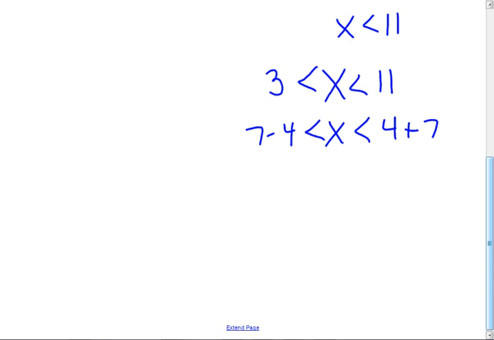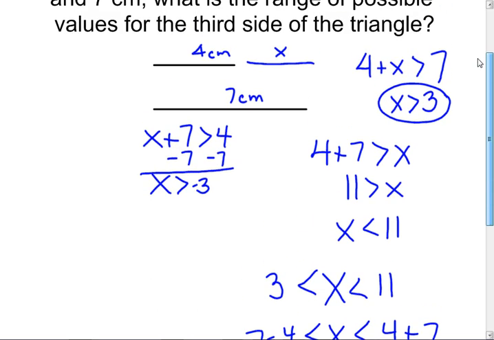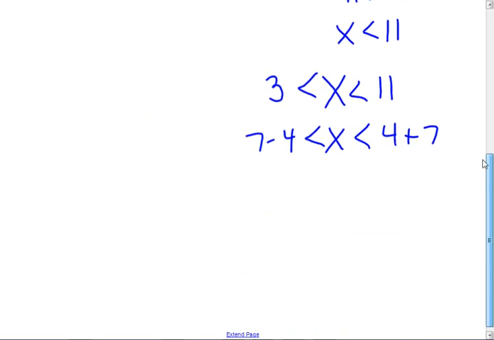So if you're given two numbers, add them, that gives you your upper limit. Subtract them gives you your lower limit. Or you could do a little algebra like I did. Showed you why it worked. Okay? Sum of any two sides is bigger than the third.